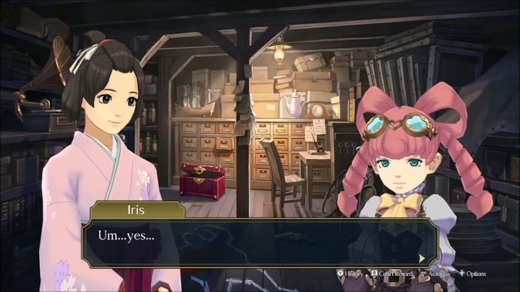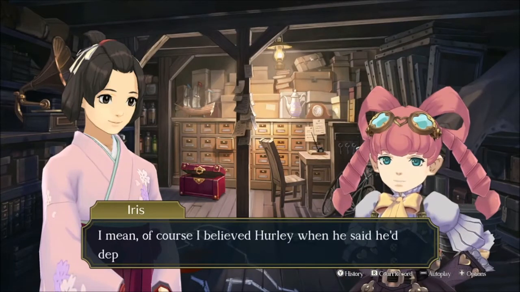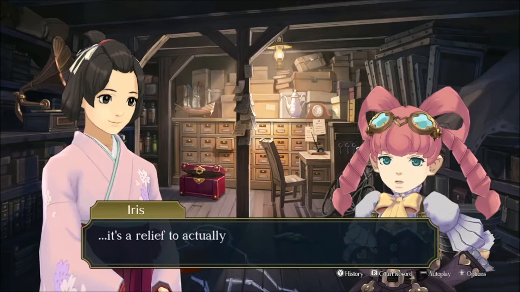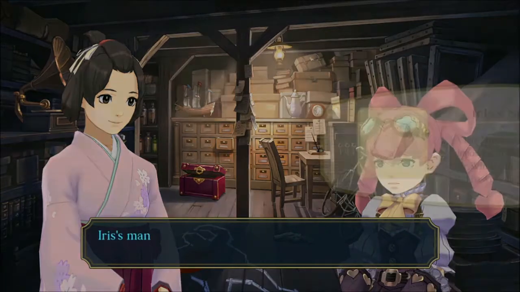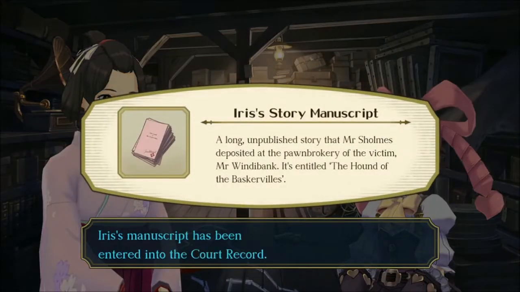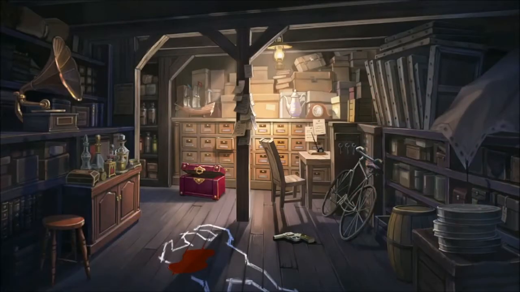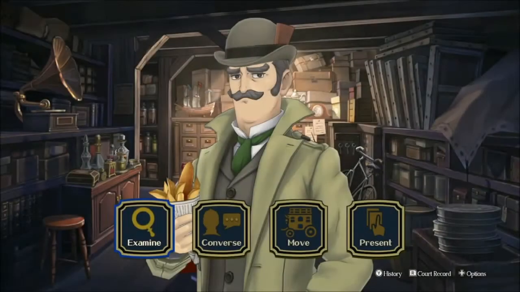Okay. Okay, that's good. Sherlock Holmes did not get rid of the story. He kept it. He kept it safe. I'm glad he wasn't lying to Iris. Cool. And now that's added to our inventory.